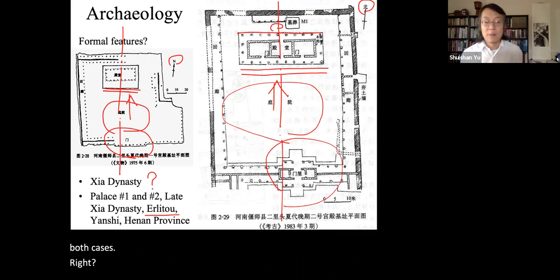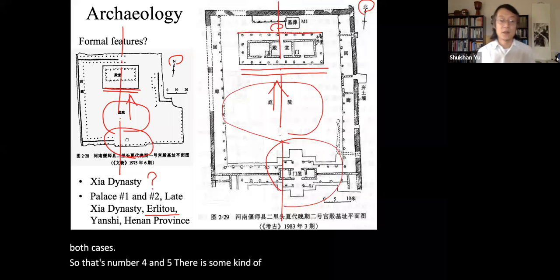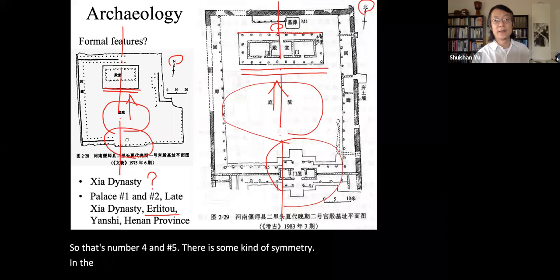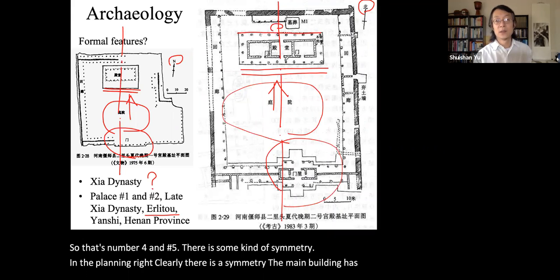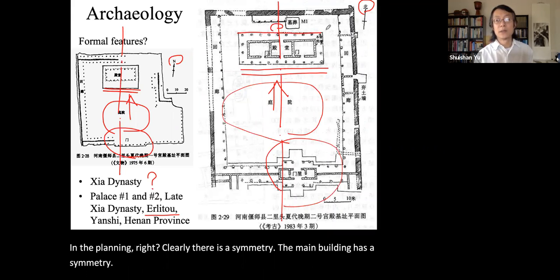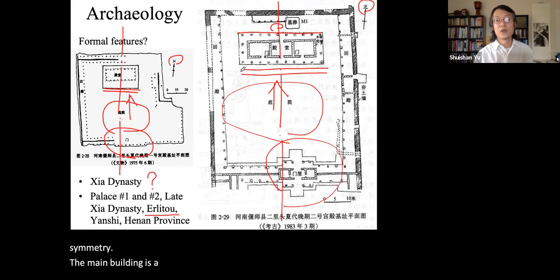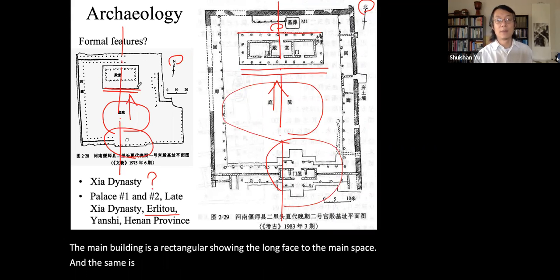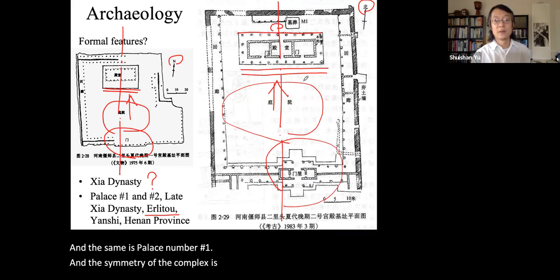So that's number 4. Number 5, there's some kind of a symmetry in the planning, right? Clearly there is a symmetry. The main building has a symmetry. The main building is rectangular, showing the long face to the main space. And same with palace number 1. And the symmetry of the complex is also strengthened by the framing structures.